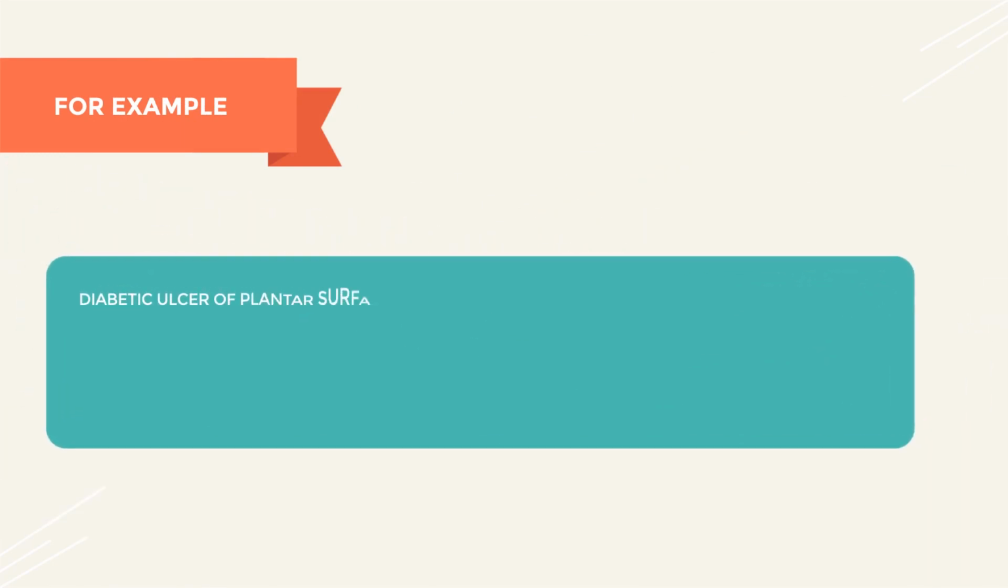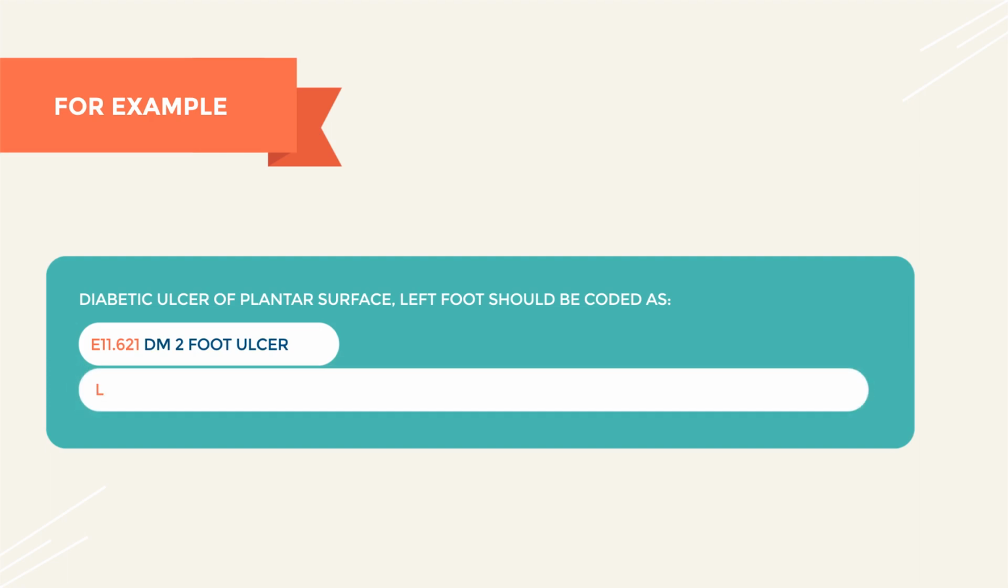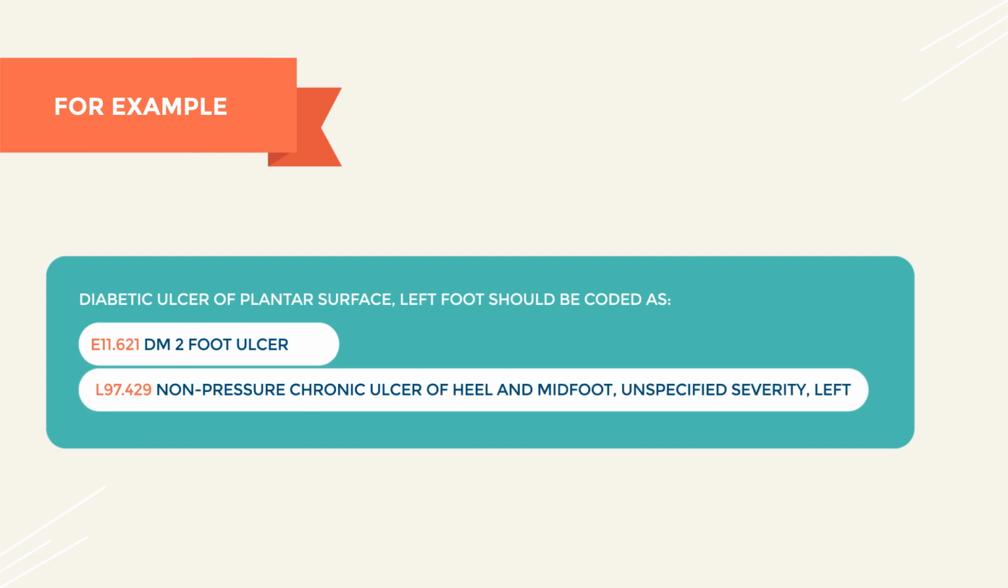For example, diabetic ulcer of plantar surface, left foot, should be coded as E11.621 DM2 foot ulcer, L97.429 non-pressure chronic ulcer of heel and midfoot, unspecified severity, left.